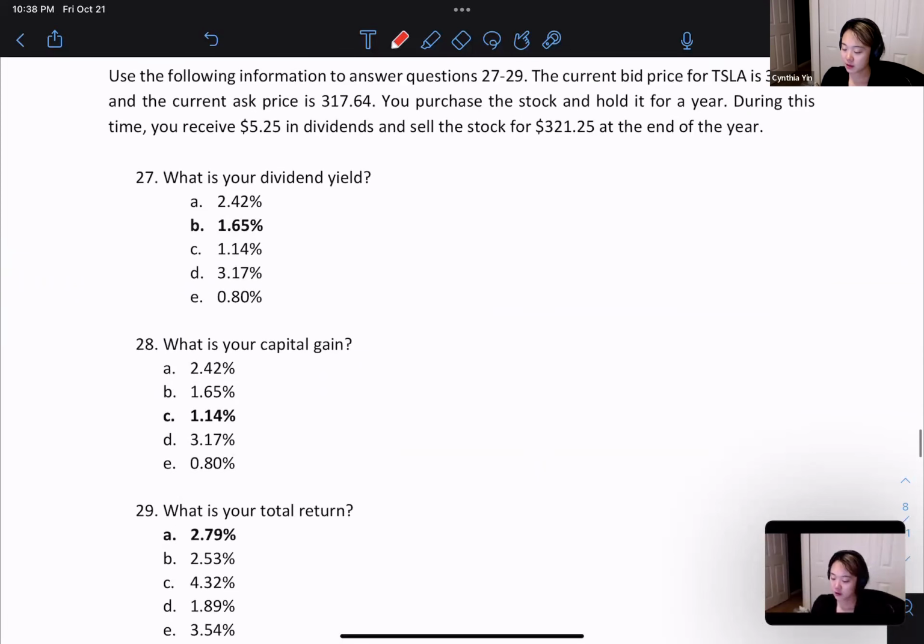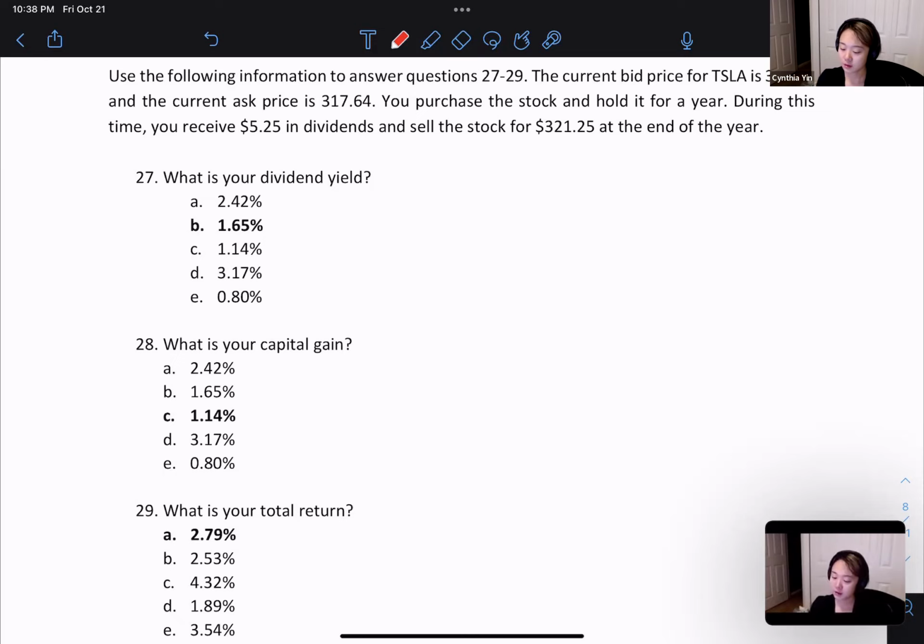Okay, use the information to answer questions 27 to 29. The current bid price for Tesla is $317.62. Ask price is $317.64. You purchase the stock and hold it for a year. During this time, you receive $5.25 in dividend and sell the stock for $321.25 at the end of the year.